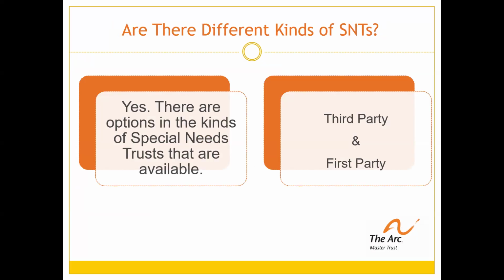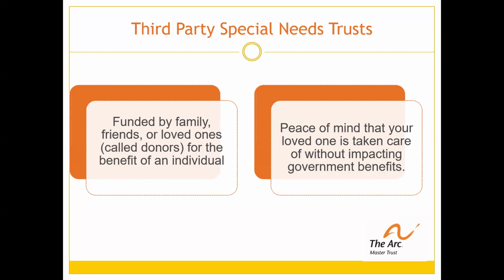There are two main types of special needs trusts, first party and third party. And today we are going to be talking about third party special needs trusts. A third party special needs trust is a way for any third party, such as a parent, sibling, friend, or other family member, to be able to provide financial support and resources to an individual receiving government benefits in a way that will not impact that person's benefit eligibility.